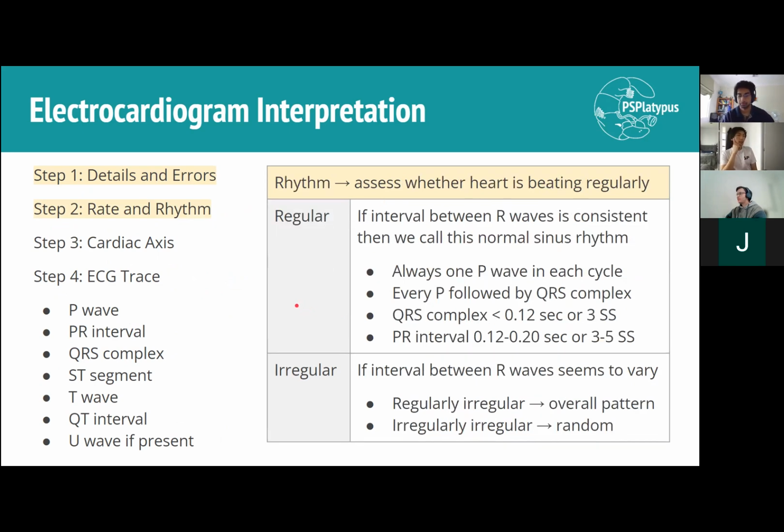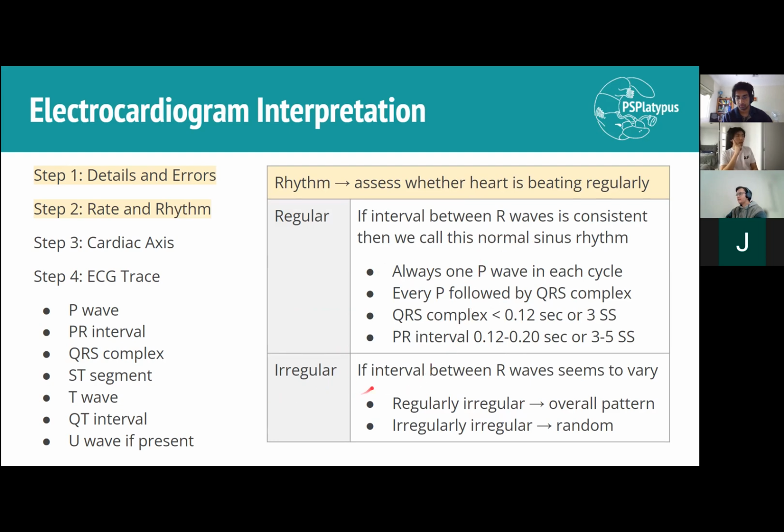Rhythm. So if it's regular, and I've already talked about this with heart rate, as long as the intervals between the R waves are consistent, that's a quick measure of saying that this is a normal sinus rhythm. Some other points: you should always have 1 P wave in the cycle. Every P wave needs to be followed by a QRS complex, and you need to make sure the widths of each of these waves that we talked about are normal. In effect, it should just look like a normal PQRST wave, and R waves need to be consistent.